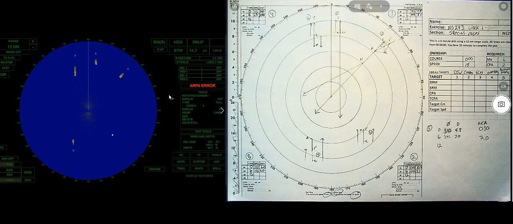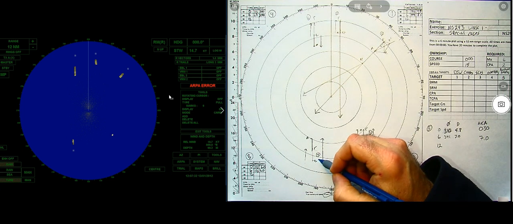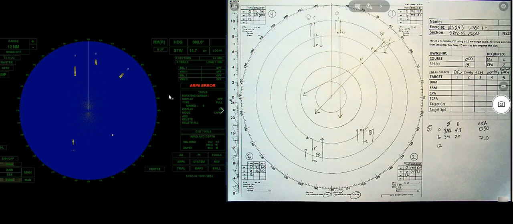Okay, and that's how you can use this sort of little vector thing to analyze a special case and determine what the situation is.